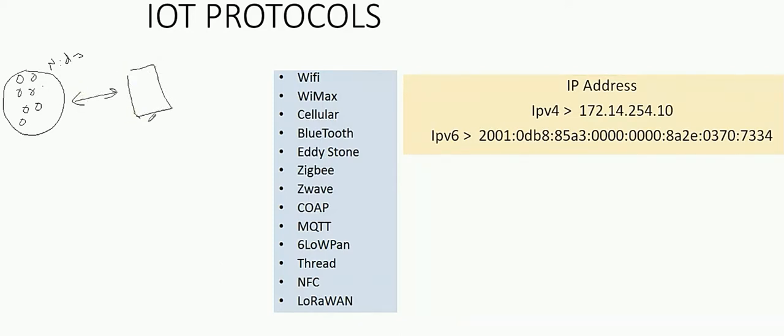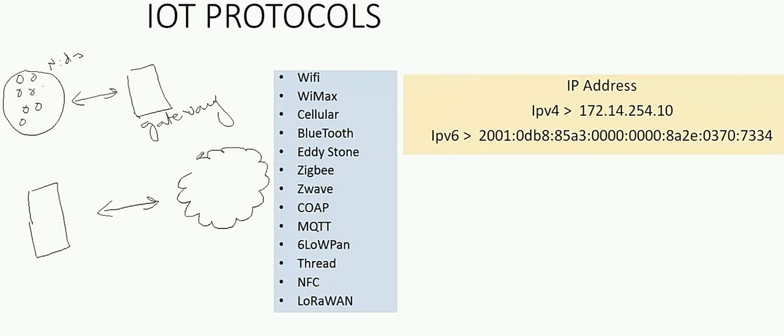So we use some kind of protocols for the communication between the nodes and the gateway, and also some kind of wireless networking protocols, or even wired in some cases, between the gateway and the cloud. Now, the choice of these networking protocols depends on the particular kind of application.